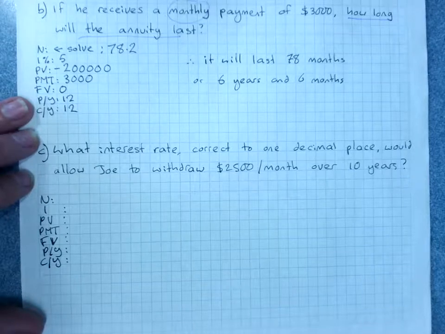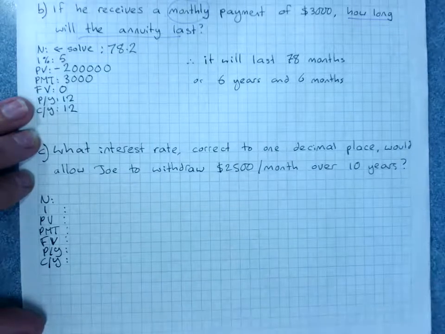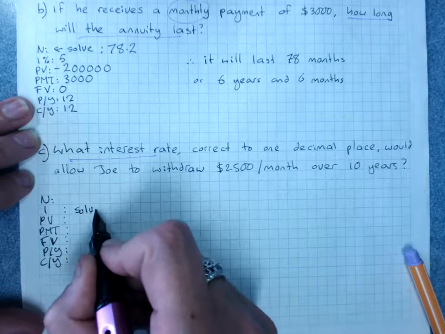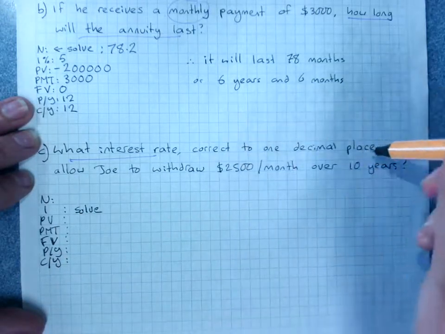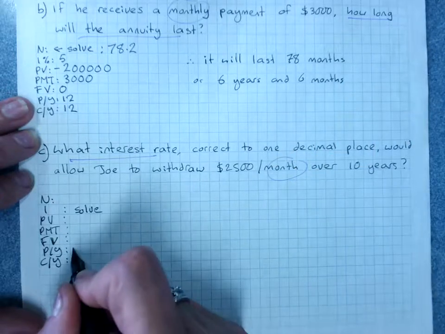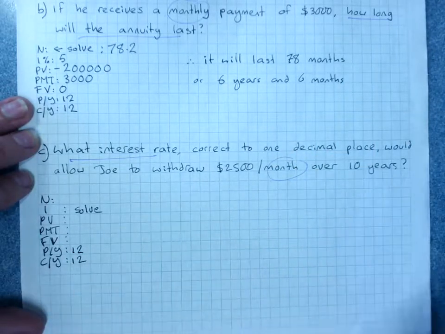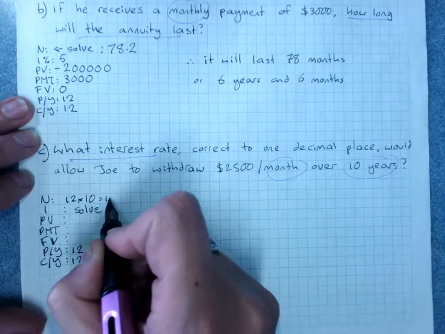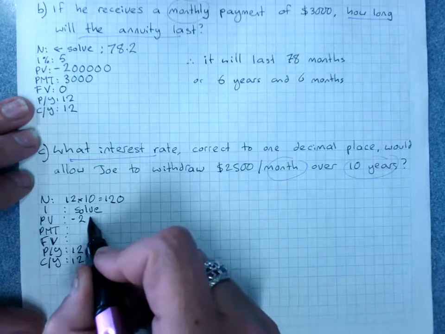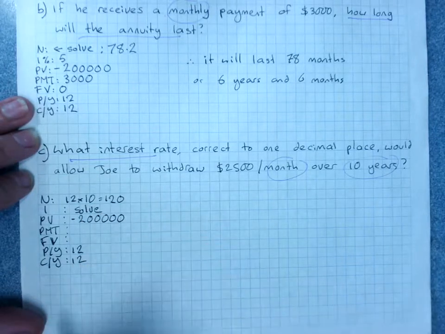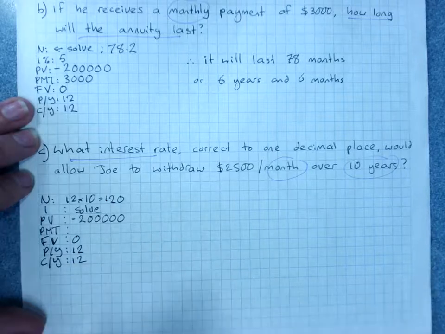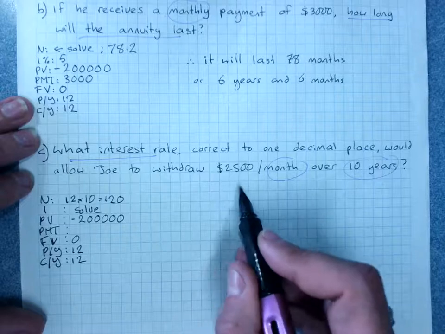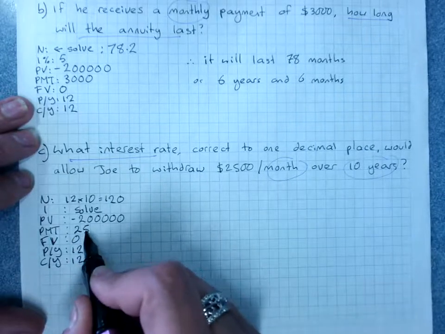All right, so what interest rate is our question? So that means I'm solving for the interest rate. It's still monthly, so PY and CY are 12, and it's 10 years, so N is 12 times 10, which is 120. We still have 200,000 as a present value. We still want to pay down to 0, and our payments, remember positive because it comes to me, 2,500.